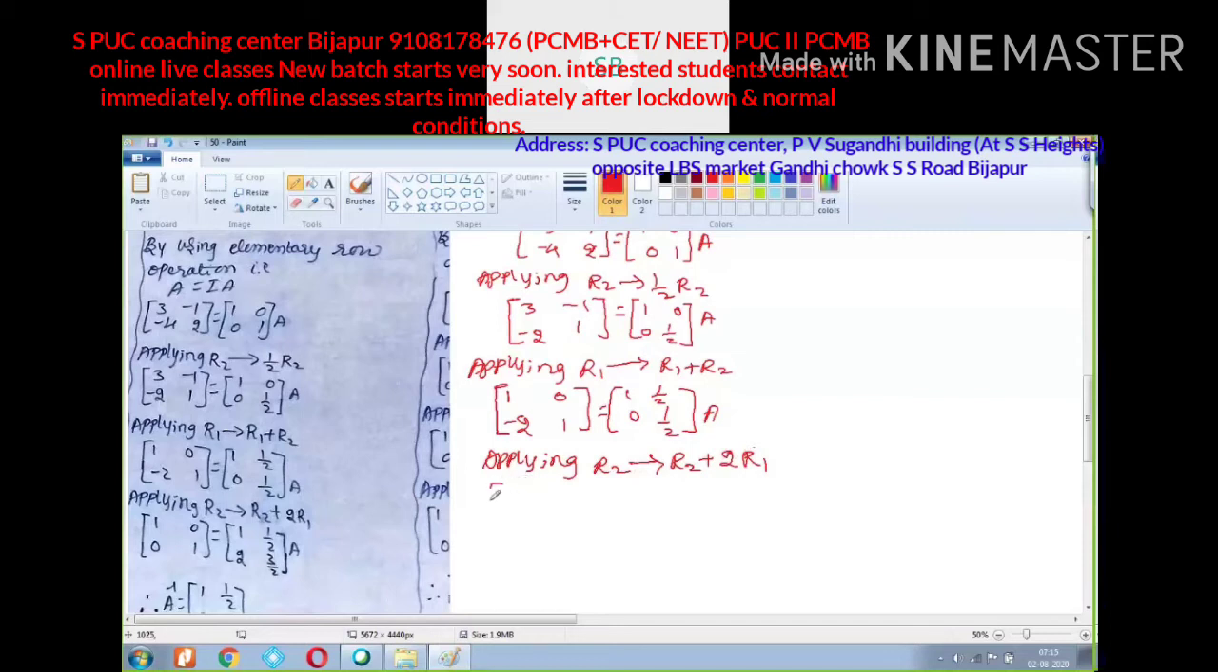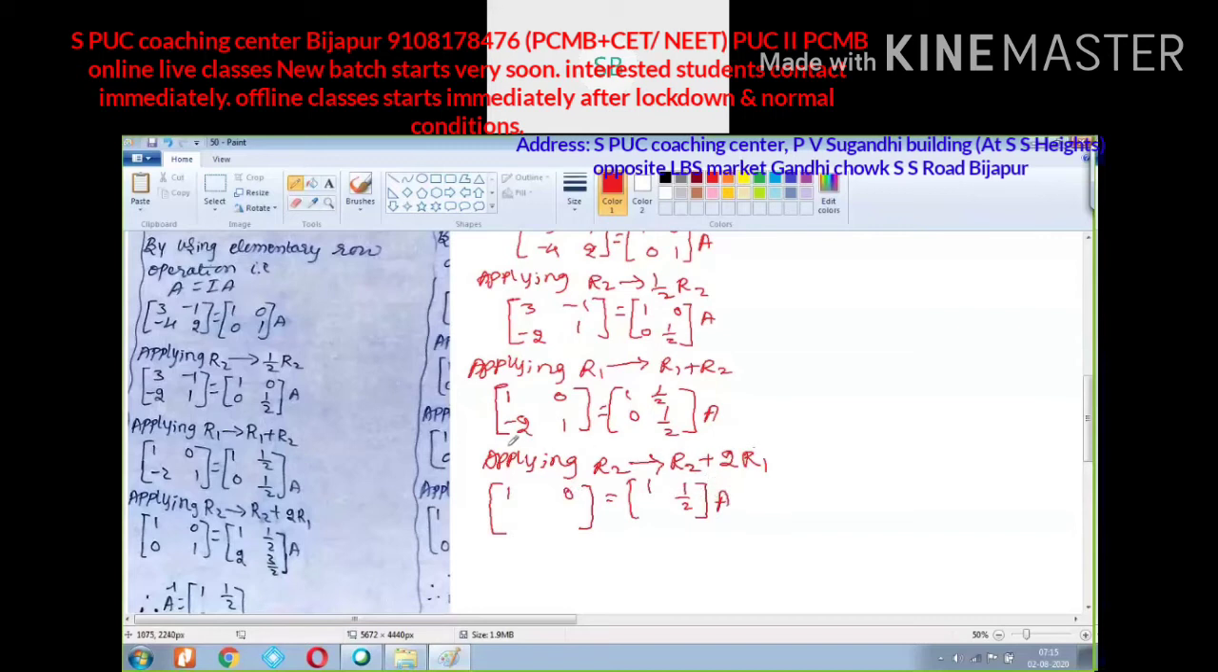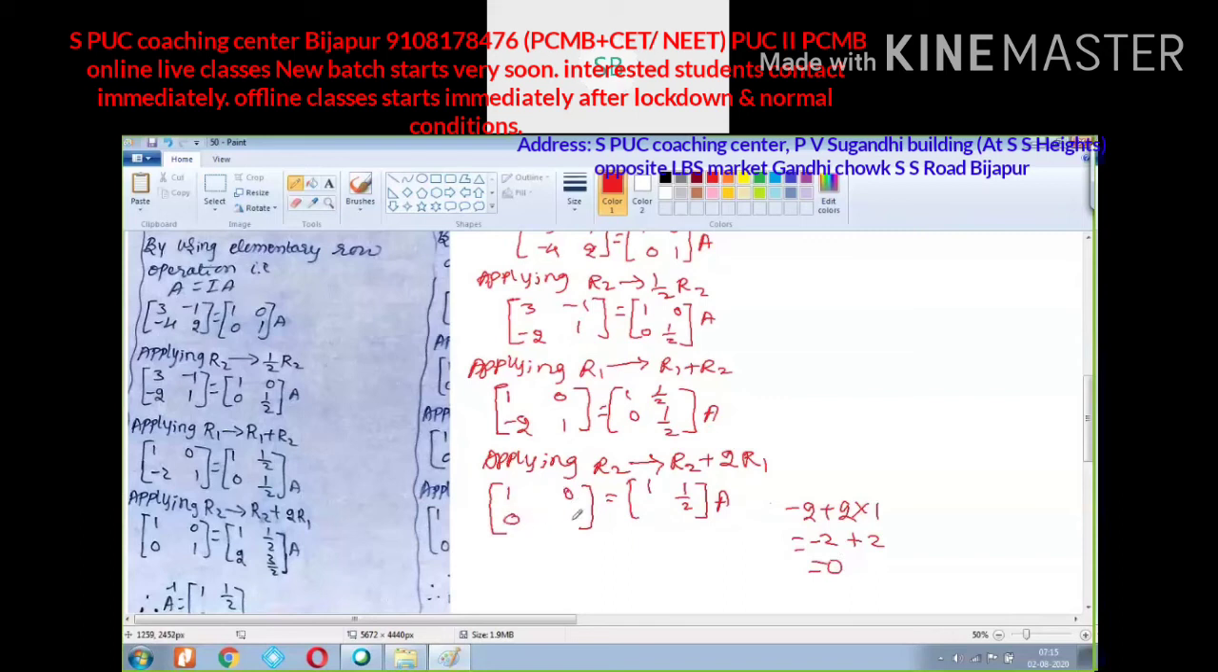Okay. So which row are you not changing at all? First of all, you can tell it to me, please. First row, sir. First row means write it as it is: 1, 0. Next here is 1, 1 by 2. Okay, here A you are going to write as it is. Next, accordingly you can change this. How is it going to come out? So R2 is minus 2 plus 2 times R1 above here, that is 1, so minus 2 plus 2 is 0. Yes, we got it as 0 here.